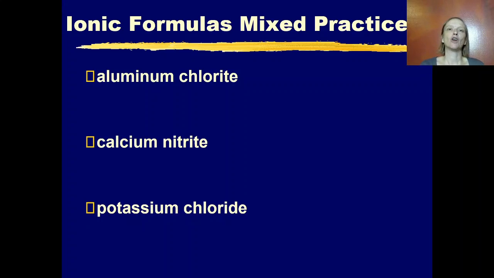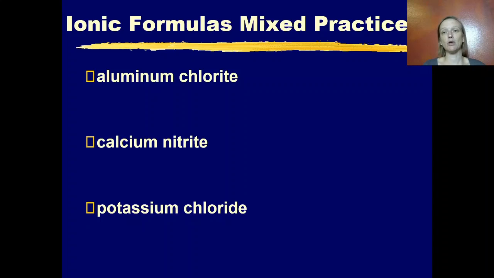Okay, we've learned how to name basic monatomic or basic binary ionic compounds. Then we learned the stock system for those transition metals and lead and tin that can have variable oxidation numbers, variable charges. And then we learned how to name ionic compounds that contained polyatomic ions. We now need to know how to do all three of them mixed together when we don't know what's coming our way. And so that's what this practice is for.